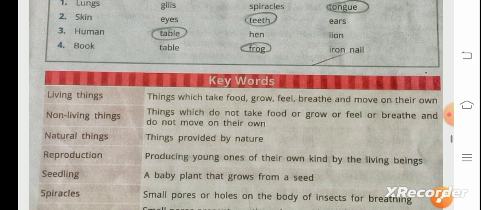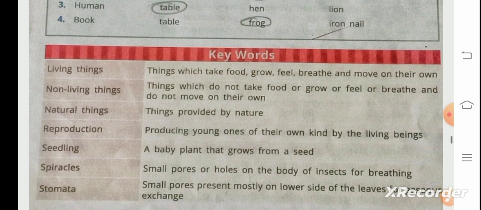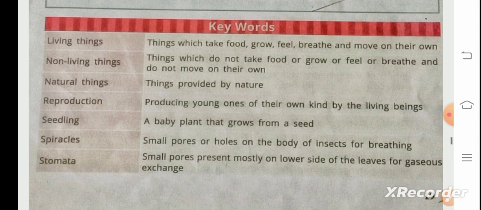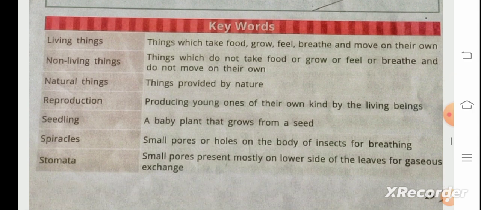Keywords: living things we have learned, non-living things we have learned, natural things, and reproduction, which happens only in living things. Seedling: in plants, a baby plant that grows from the seed, that we will say seedling. Spiracles, as you know, are the small pores present on the insects' bodies, that we will say spiracles. Stomata.